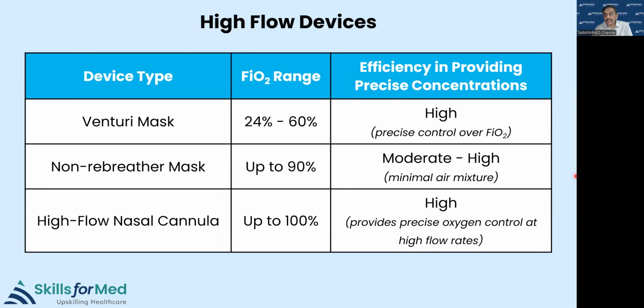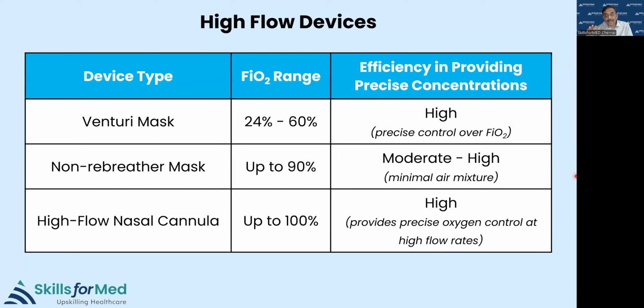Again, I'm not going to go into details as to which color Venturi is which and all that, because here we are talking about how to start oxygen, how to titrate the oxygen, how to wean off the oxygen. I am sure all of you are very well aware of that. And even if you're not aware, if you look at the Venturi device, green, it will be there, 24. And what is the flow you have to set on the flow meter also will be printed on that. So here, as I said, the efficiency is very high. Precise control, if you put that green, it will give only 24. So that is how precise it is.